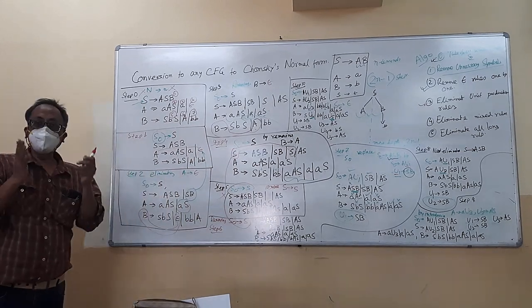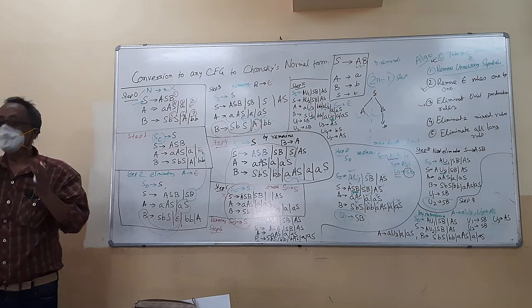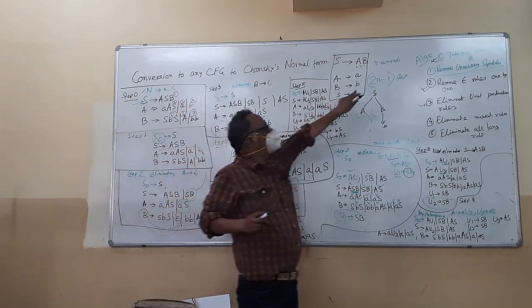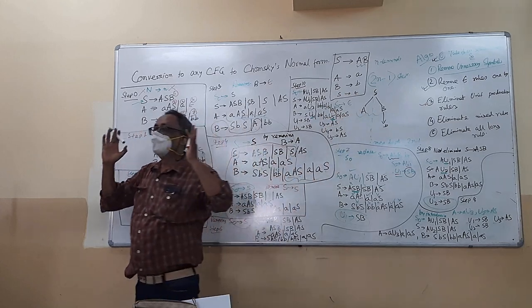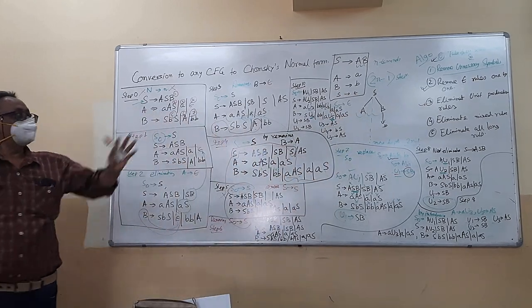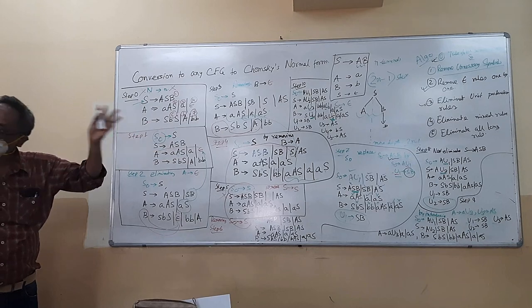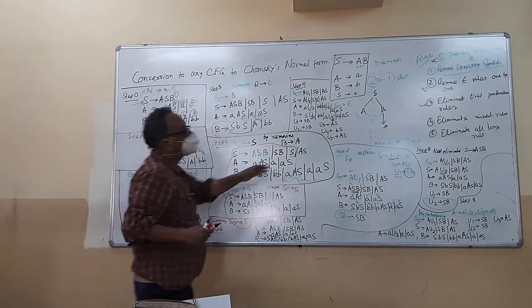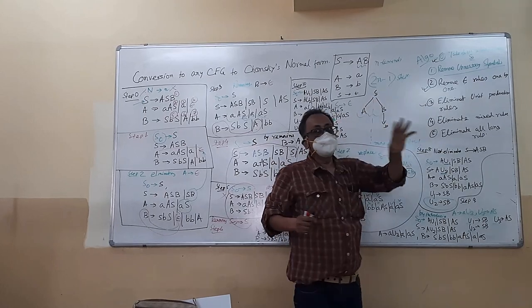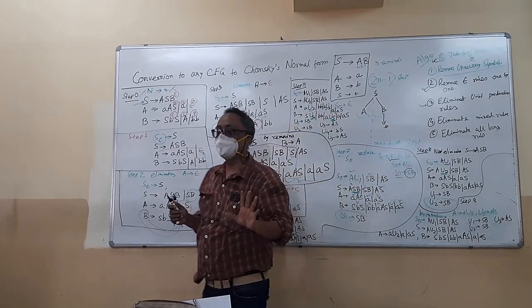If your grammar, if you can write it in Chomsky's normal form, it can be done in 2n minus 1 deterministic steps. And remember, it will be all deterministic. But it is true, this rule is true for any context free grammar. So, what are the algorithms? What are the algorithms? It is true for any kind of grammar.